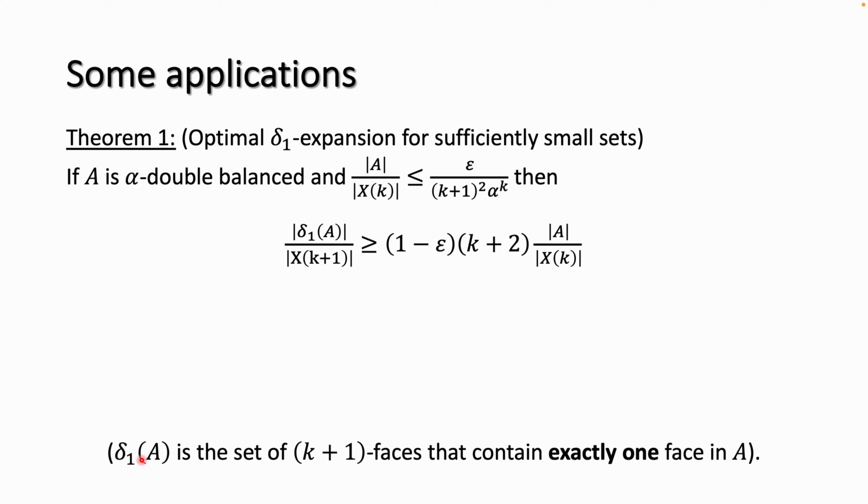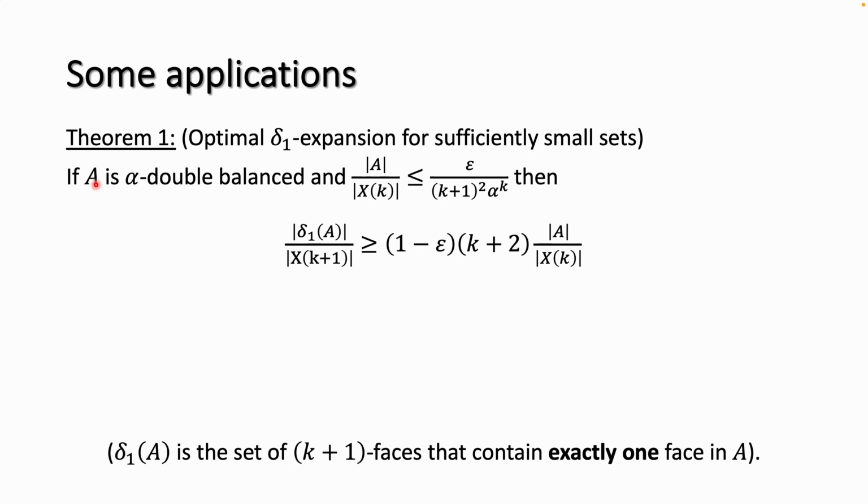The delta 1 of a set A is the set of k plus 1 faces that contain exactly one face in A. So if A, let's say, is a set of triangles, delta 1 of A is the set of pyramids that contain exactly one triangle from A. Okay, so that basically measures somehow the expansion of the set.